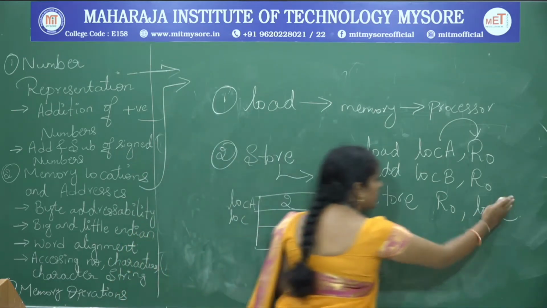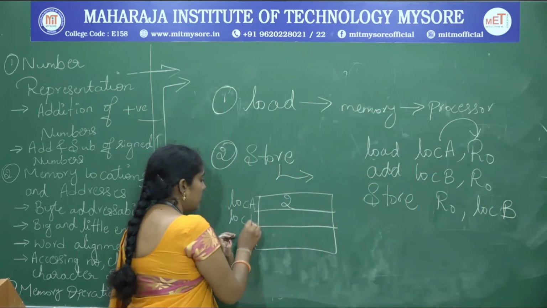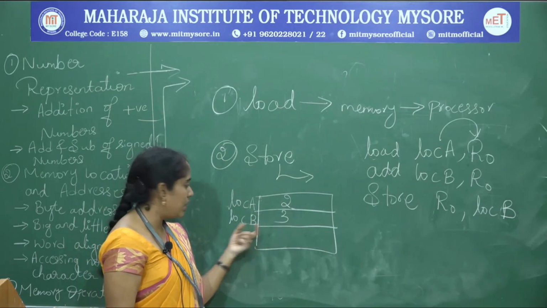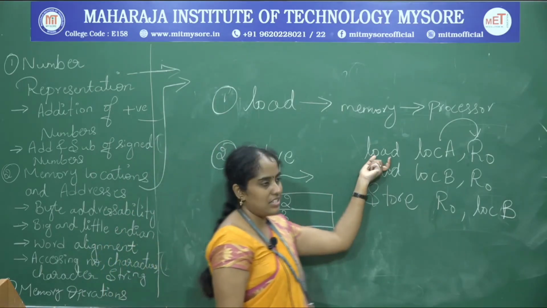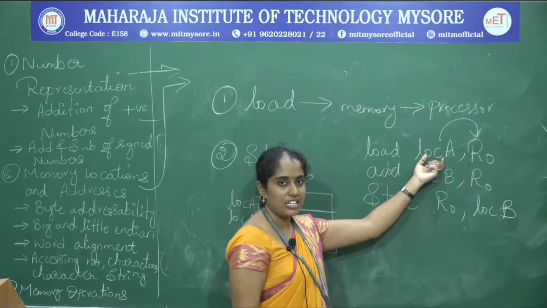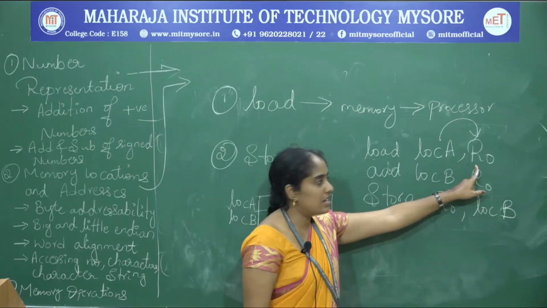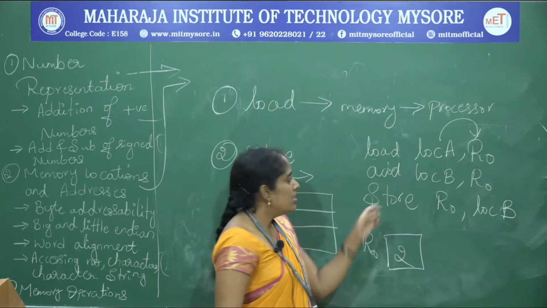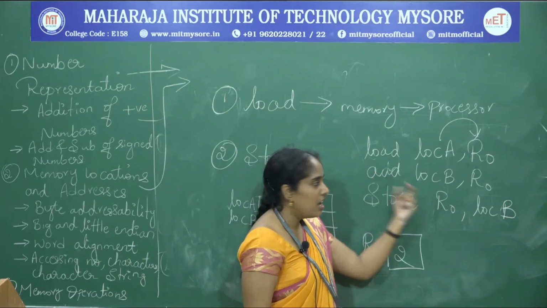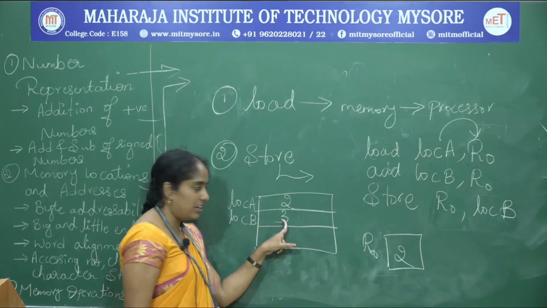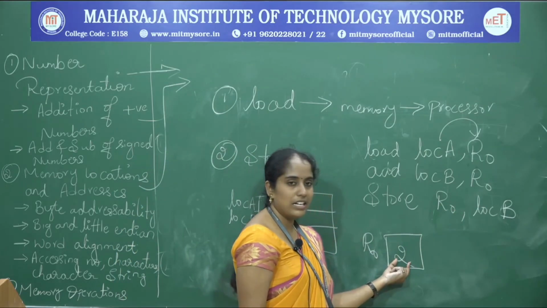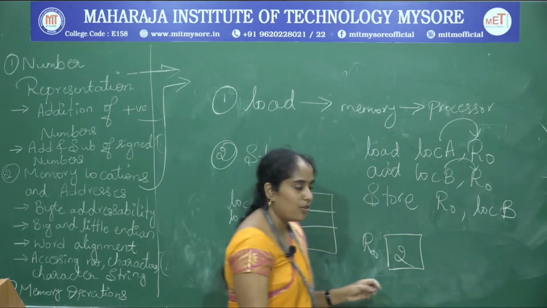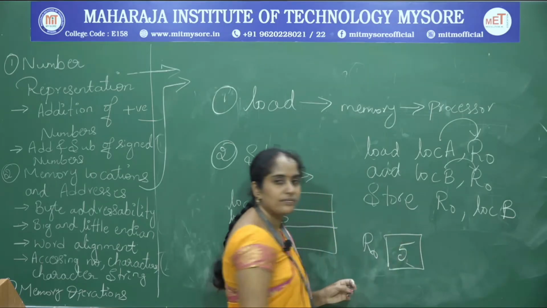Here we need location B. So take a 2, 3 example. Location A will contain value 2 and location B will contain value 3. In the load instruction, it will take the data from location A and copy that into R0. Now R0 will contain the value 2. In the next instruction, addition: location B, whose value is 3, with R0. Now R0 contains 2. So 3 plus 2 is 5, and the result will again be stored in R0. Now the R0 value is 5.